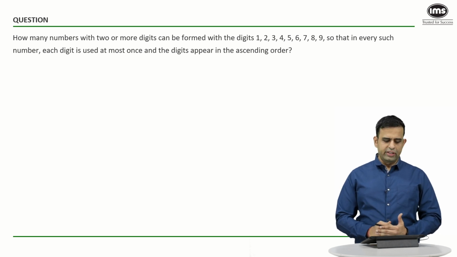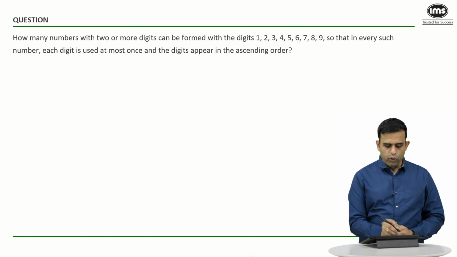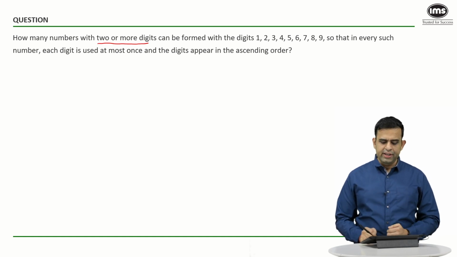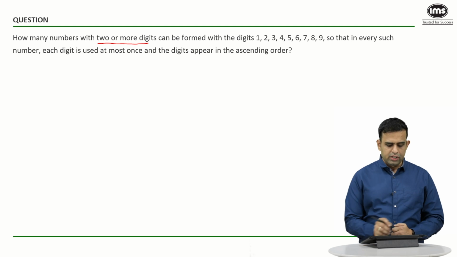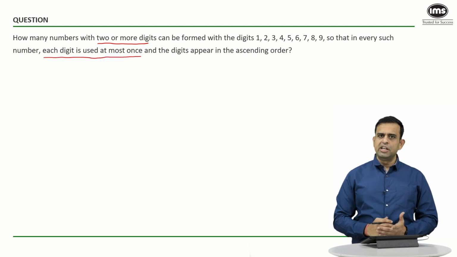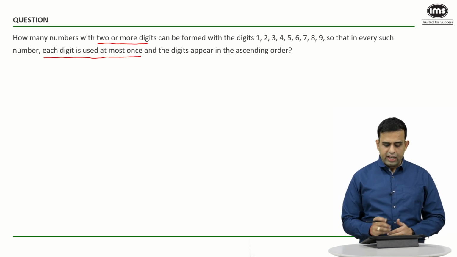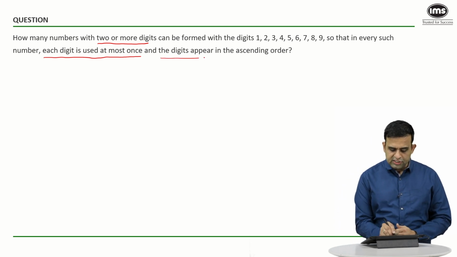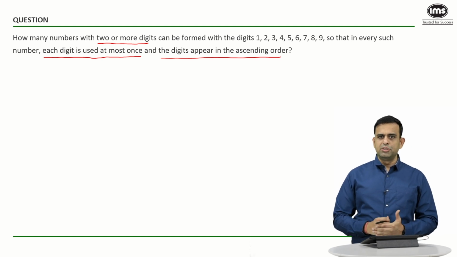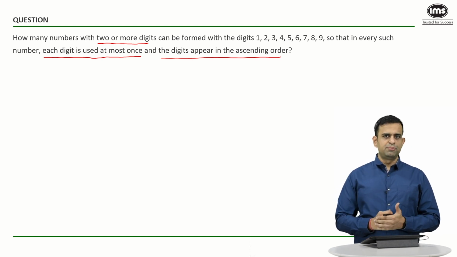So in this sum it is given: how many numbers with 2 or more digits can be formed with the help of the numbers 1 to 9 such that in every such number each digit is used at most once. It simply means that we cannot repeat any digit. At the same time, they are saying that the digits are going to appear in the ascending order. Now, there can be multiple possibilities. There can be two ways in which you can solve this particular question. So, let's look at that method.